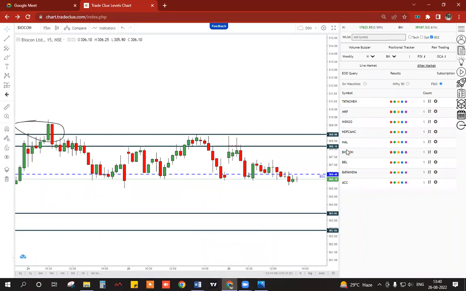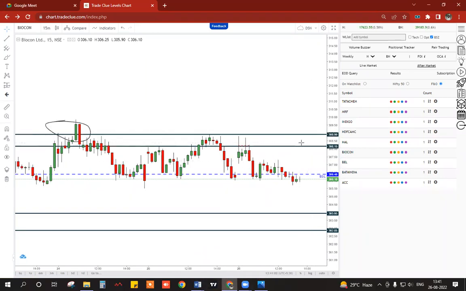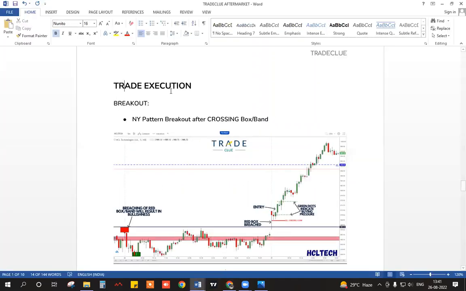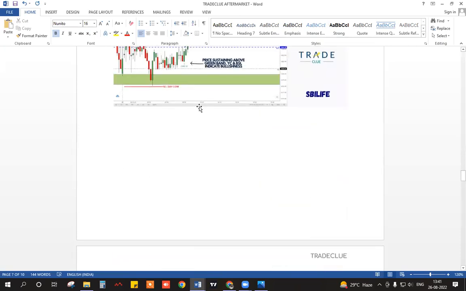So that's why Biocon we considered in our aftermarket analysis, but today it has been range bound and it has not given us a breakout as such. So hope breakout is clear, very much clear. We'll take certain Q&A if you have, at the end of the session. We'll come to the reversal.